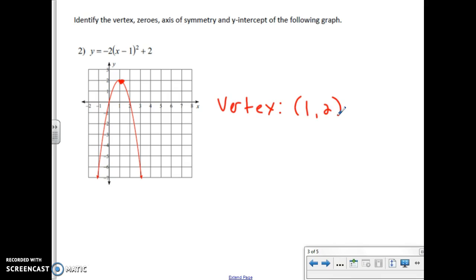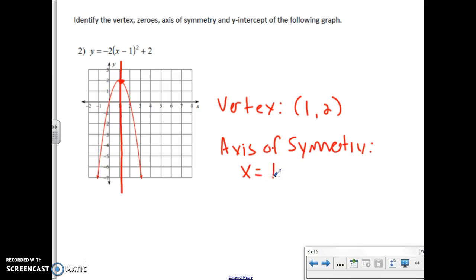Now we want to identify other key parts of this graph. So let's see the axis of symmetry. It's a line of symmetry that goes right down the middle of the graph. So in this case, if I draw a vertical line right down the middle, it looks like my vertex has an x value of 1, so the axis of symmetry is going to be x equals 1.